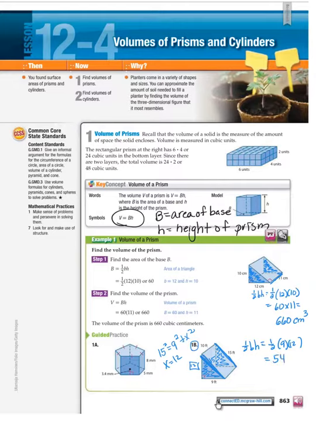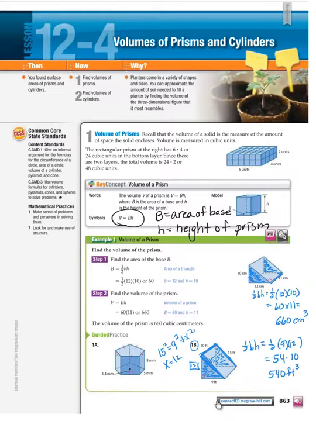So my base is 54, but I raised that base 10 units. So I'm going to have 540 cubic feet. Now, on a standardized test, you might see an answer 540 square feet or 540 cubic feet. So you need to make sure you know volume. Since it's three-dimensional, you're going to have your cubic units.